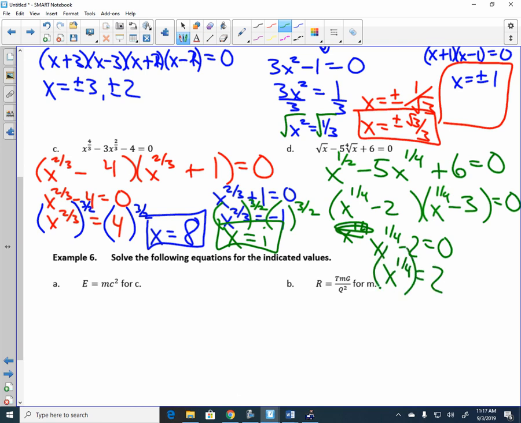So you raise each to what power? What's 2 to the 4th? 2 times 2 is 4, times 2 is 8, times 2 is 16. Same thing over here, we'll get x equal to 3 to the 4th. What's 3 times 3 times 3 times 3? 81.